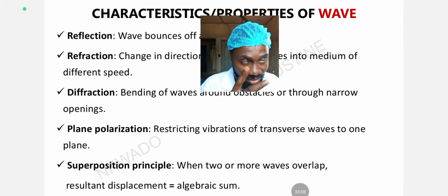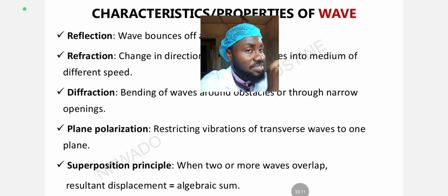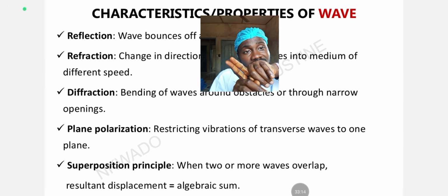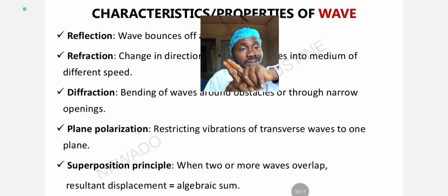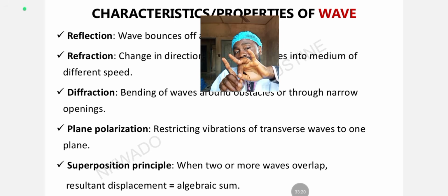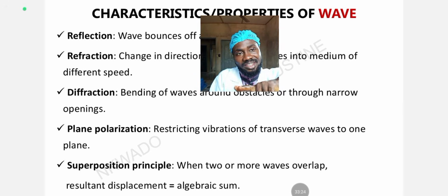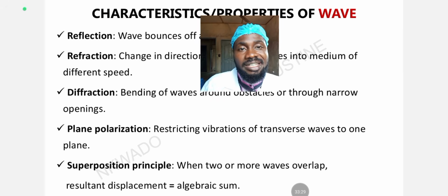And there are two types of interference. We have the constructive interference, where the two waves, when they meet, come together. And the destructive interference, where when the two waves meet, they overlap and move apart. That one is the destructive interference.